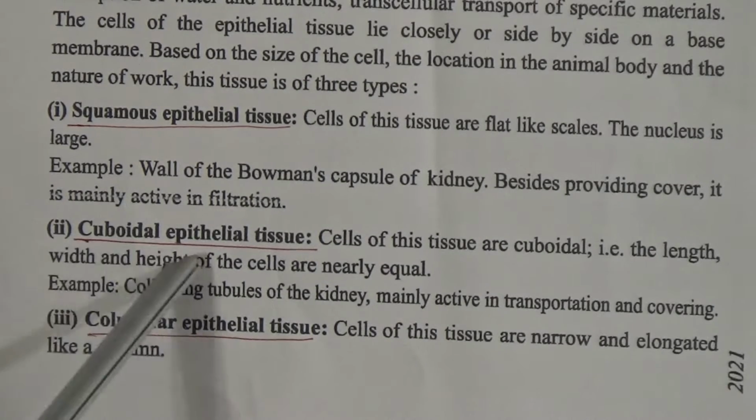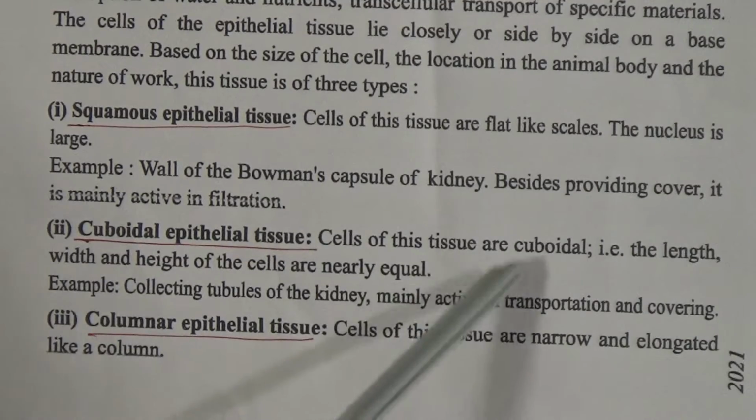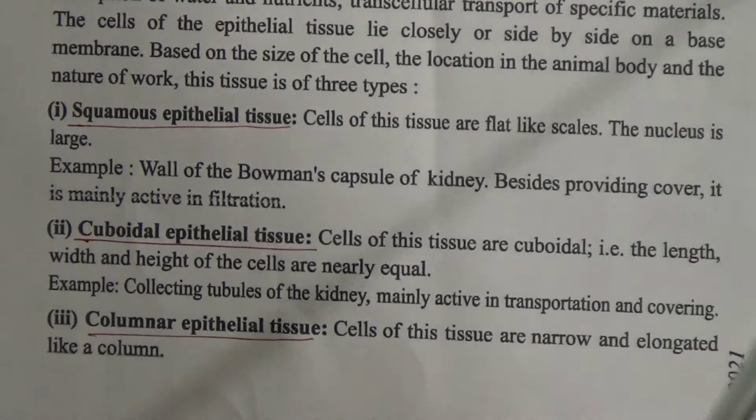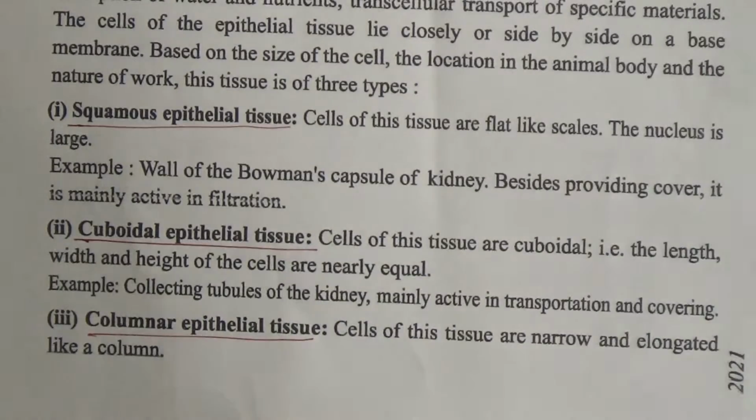Now, number two, cuboidal epithelial tissue. Cells of these tissues are cuboidal. You can see the cuboidal epithelial tissue here.